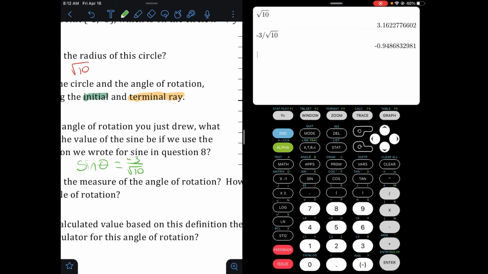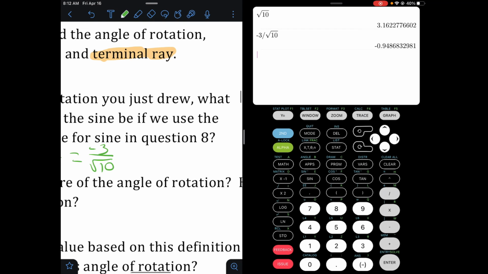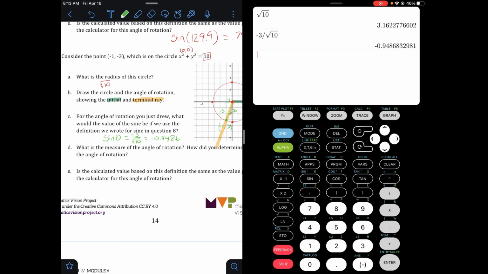If I plug in -3 divided by root 10, there we go, I get -0.94. Keep that in mind. Actually, we'll do -0.9486. We'll keep a couple more digits to be more accurate.